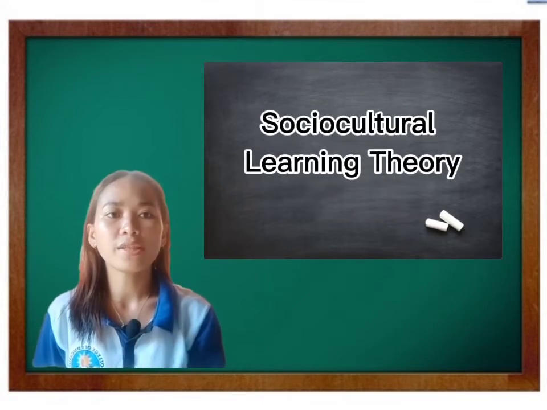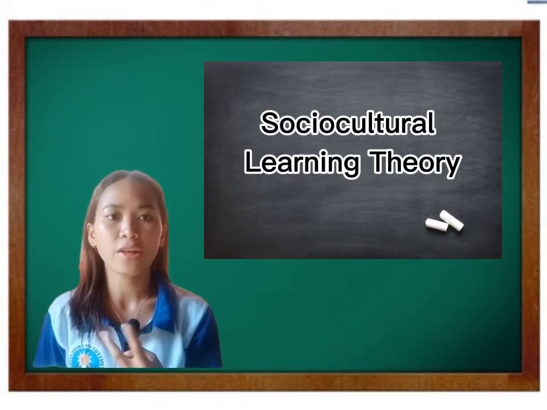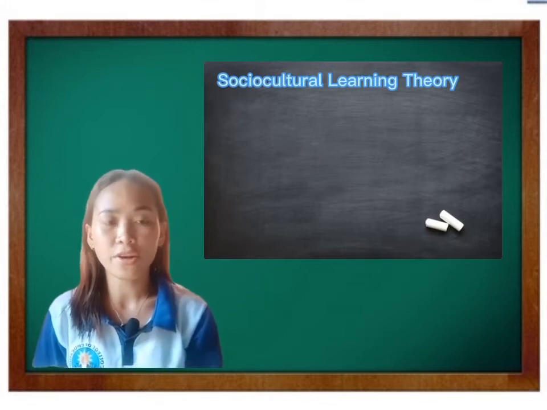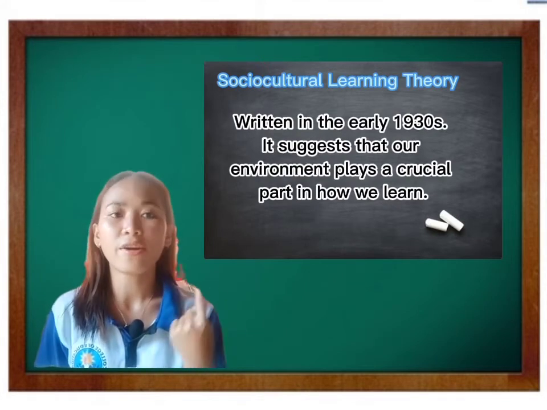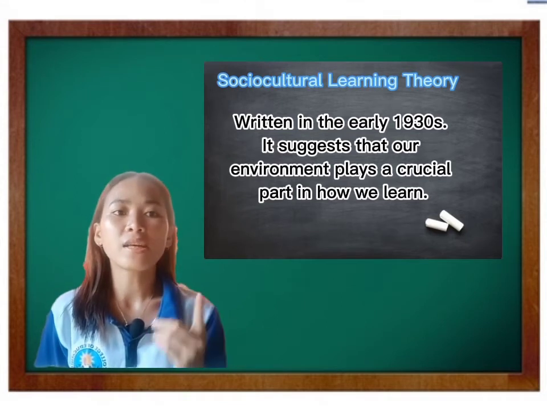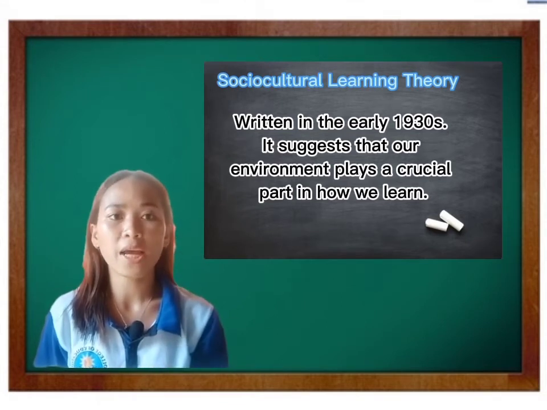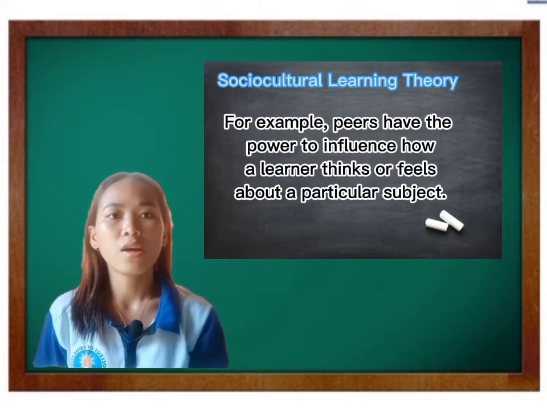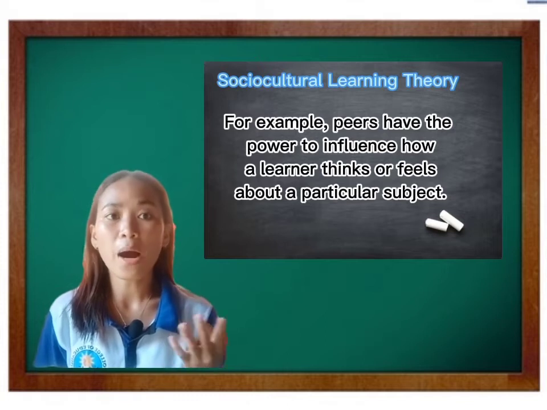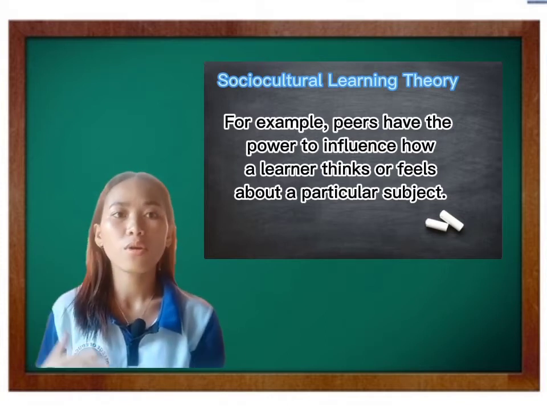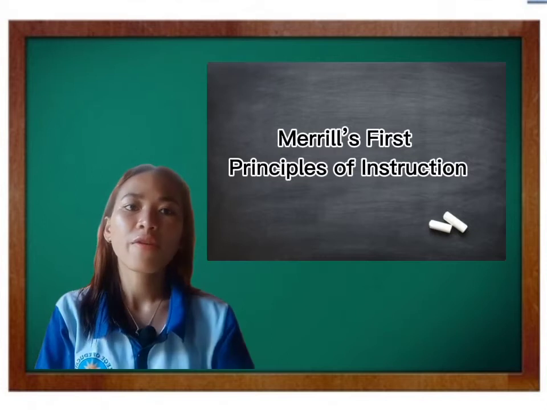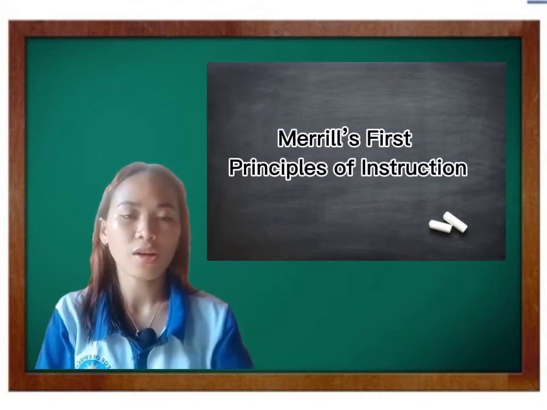The second one is the socio-cultural learning theory. The original work detailing the socio-cultural learning theory was written in the early 1930s. It suggests that our environment plays a crucial part in how we learn. An example of that is that peers or your friends have the power to influence how you think or feel about a particular subject.